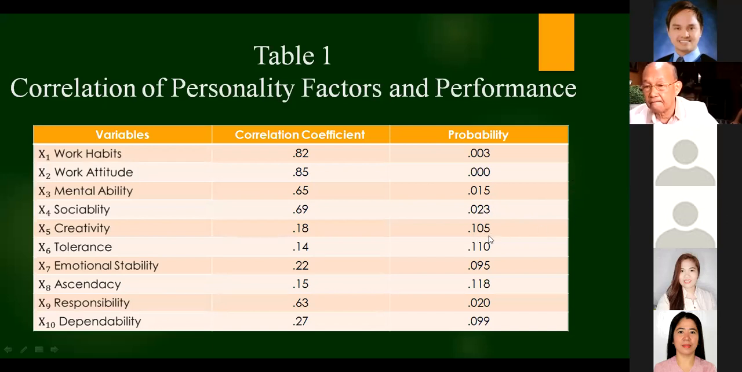0.105? No. That is 0.10, and 0.05 is the only criterion. This is higher, so no check. 0.11, no. 0.09, no. 0.118, no. 0.02, yes. 0.02, yes. And 0.09, no. Okay, so check.